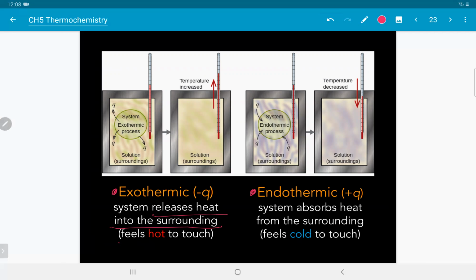So if you, for example, feel something that's hot to the touch, even at home, you grab the pan off the stove and it burns your hand because it's hot. The pan was the system and your hand was the surrounding. So your hand absorbed the heat from the pan, right? That was an exothermic process. It released heat. The pan released heat into the surrounding. And we say that's a negative Q. So the sign here doesn't indicate a negative value per se. The negative sign here means release.